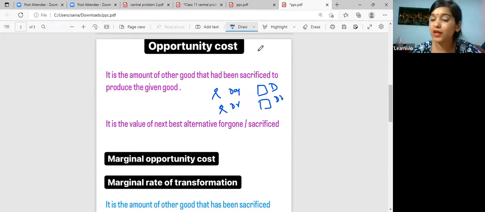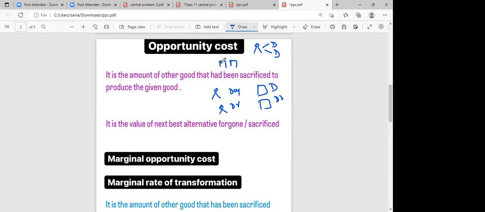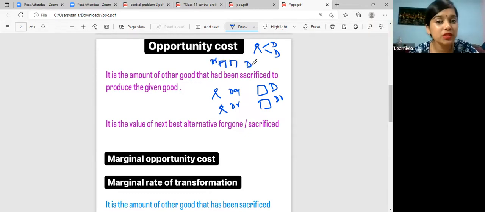But for example, if there is one more student, a girl who likes dancing as well as drawing. Tomorrow is the competition for dancing and drawing, but the timings are the same. So this girl has to make a choice whether she wants to attend the drawing competition or the dancing competition. Say she chooses the drawing competition. She missed out on the dancing competition. So this is the opportunity cost.